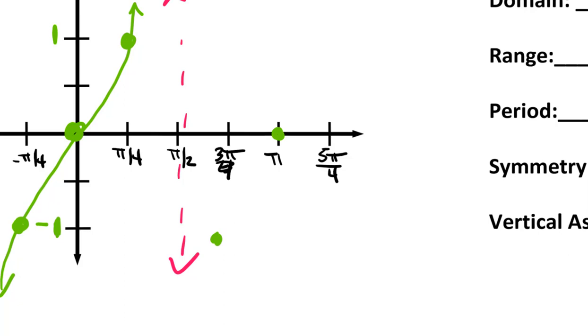At pi, we'd be at 0. And at 5 pi over 4, we'd be at 1. And so then we draw our graph. Make sure it's curved. You know, we've got a little bit of bend in our curve.